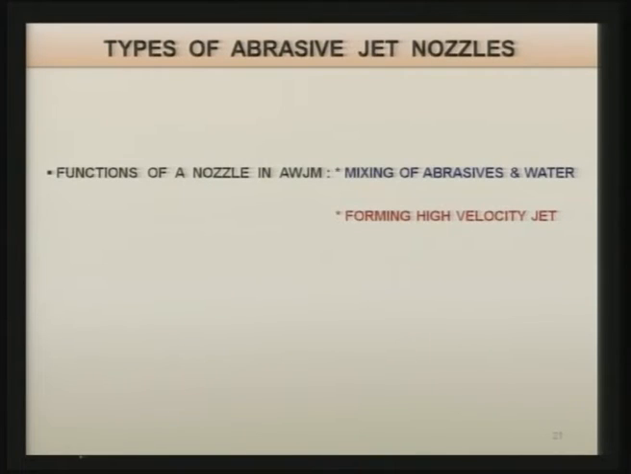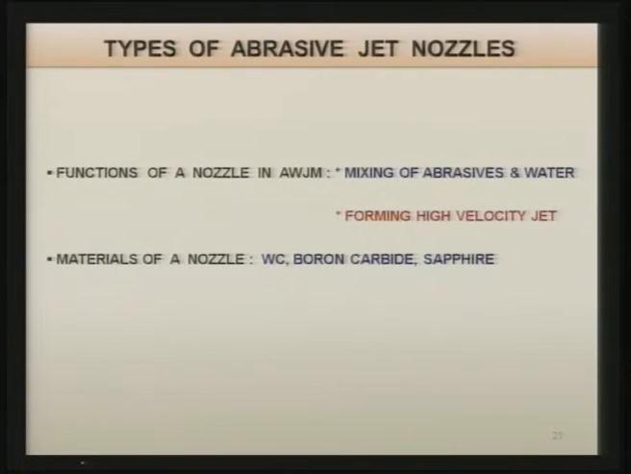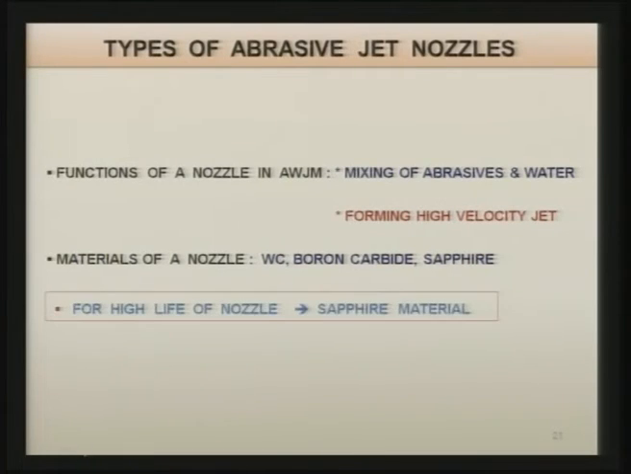Now, abrasive jet nozzles. There are various functions of the nozzle in abrasive water jet machining. First one is mixing of abrasive and water jet, as we have seen, and then forming a high velocity jet. Materials of the nozzle are tungsten carbide, boron carbide, sapphire, or very hard and wear-resistant materials can be used for this purpose. For high life of the nozzle, normally sapphire material is used, but it is more expensive than the other materials listed here.